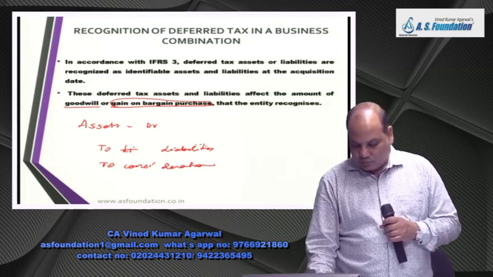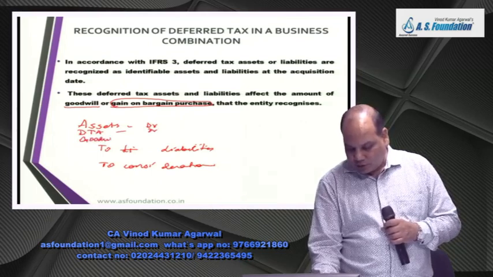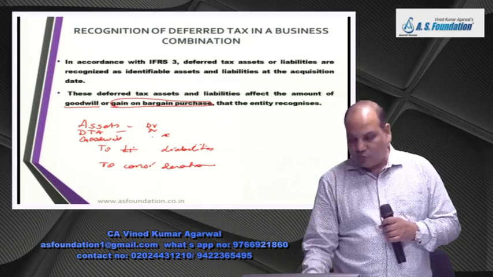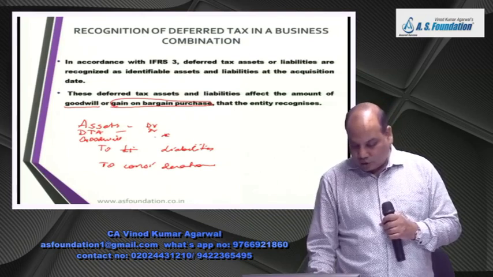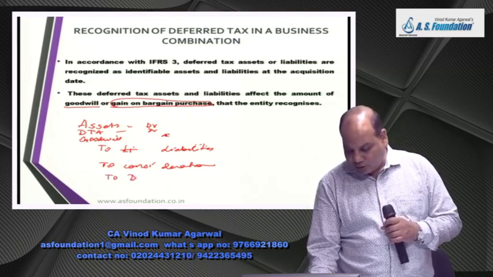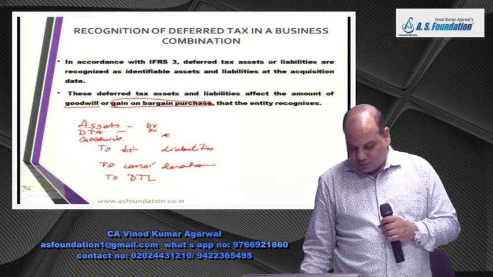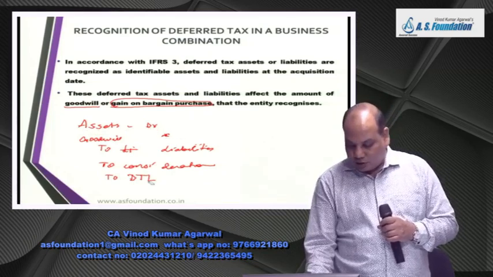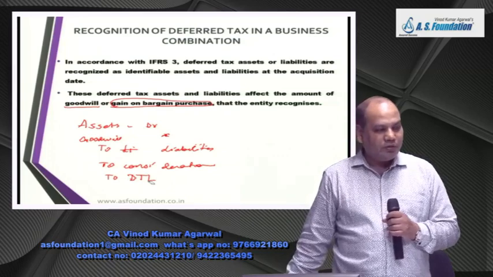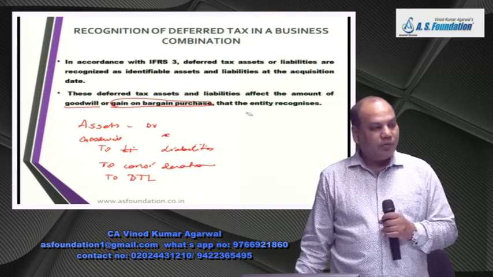To consideration. And suppose I write DTA. Then if I write goodwill as a balancing figure, the goodwill figure will be reduced to the extent you have recognized the DTA. Or suppose I recognize DTL and goodwill is the balancing figure, then again the goodwill figure will be affected. So if you recognize DTL or DTA, to that extent the goodwill or gain on bargain purchase will be affected.